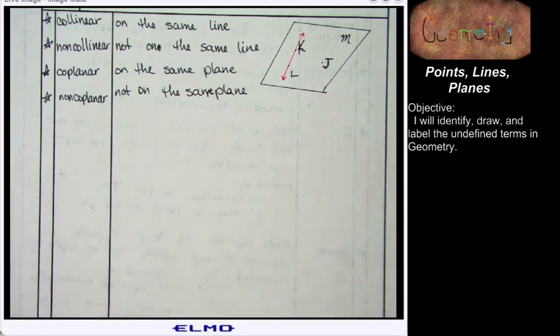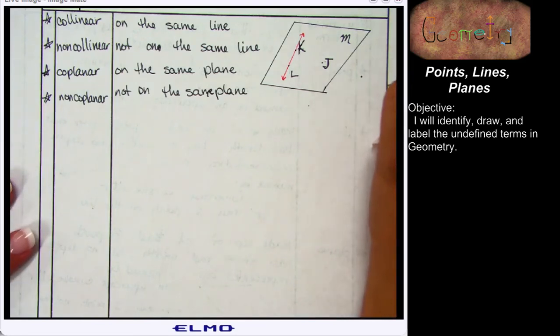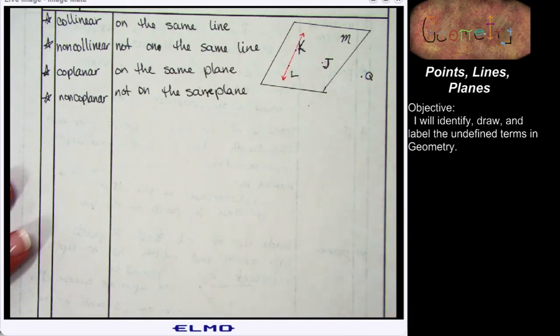What if I wanted to draw a point non-coplanar to line KL? Where would I put that point? On the outside. On the outside of my plane. Somewhere here. Name your point. Q. That point is not on plane M. It's drawn somewhere outside of it.